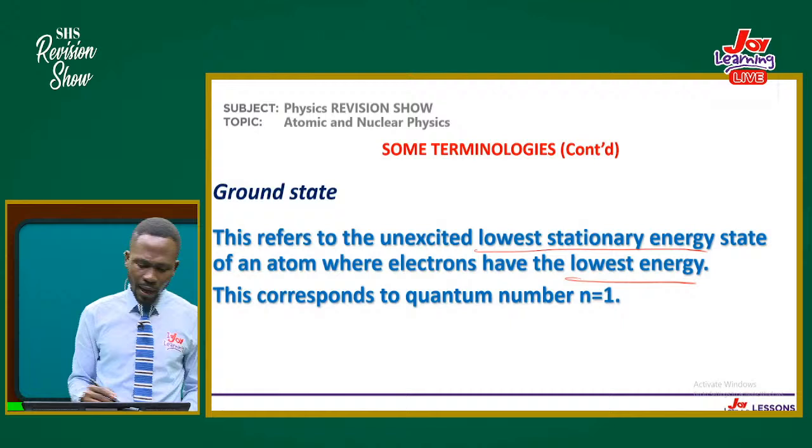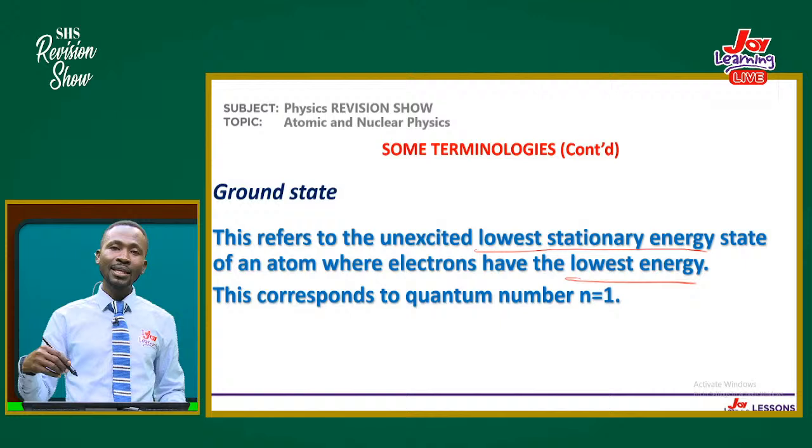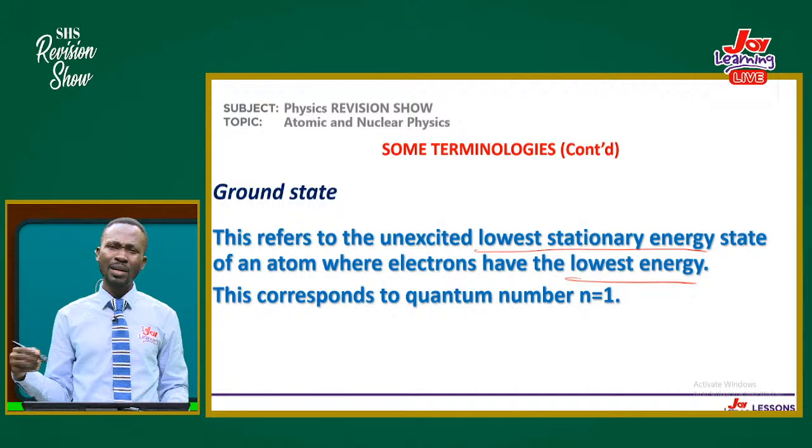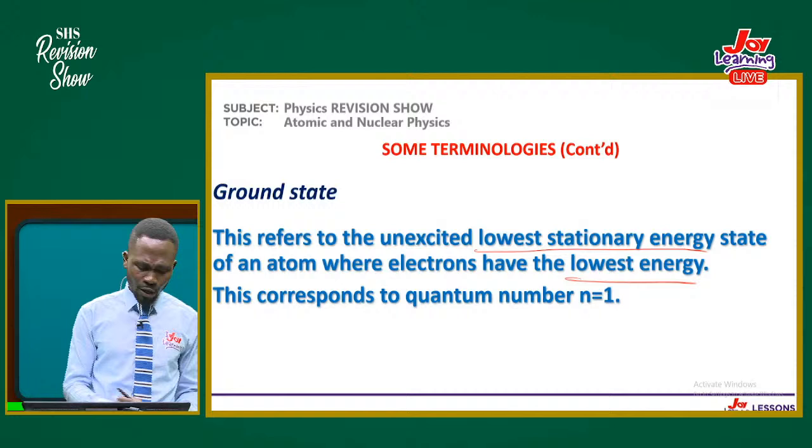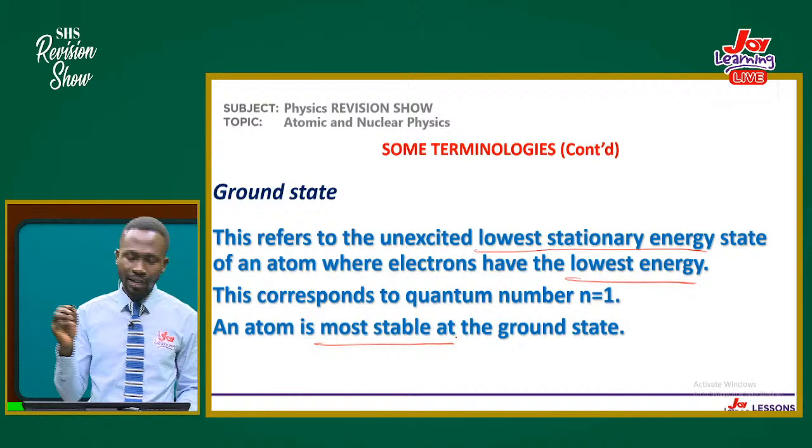Now, we are saying at the ground state, an electron there is occupying the energy level that corresponds to quantum number n is equal to 1. So if I'm asked to find the energy of the electron at the ground state, I have to know that n is equal to 1. Now, the atom is most stable at the ground state.